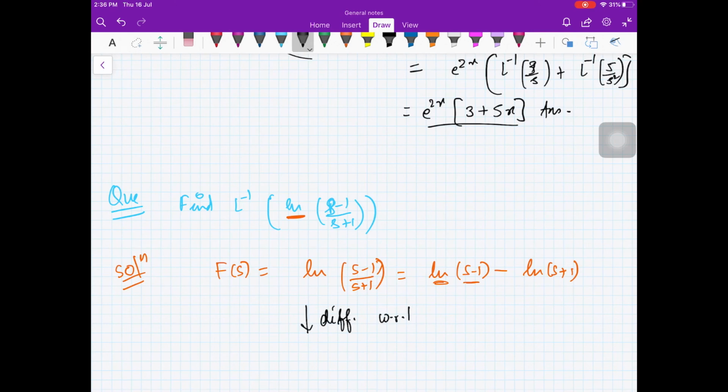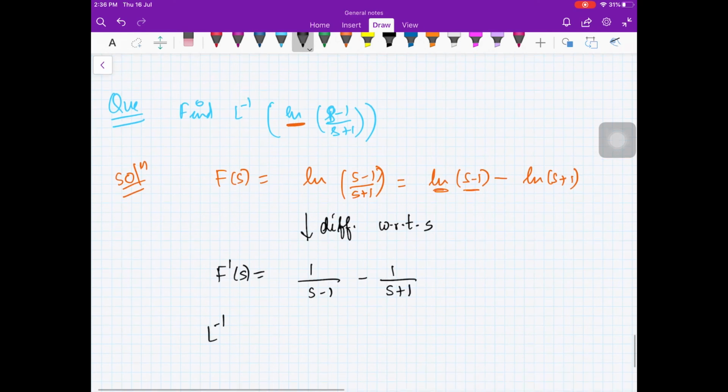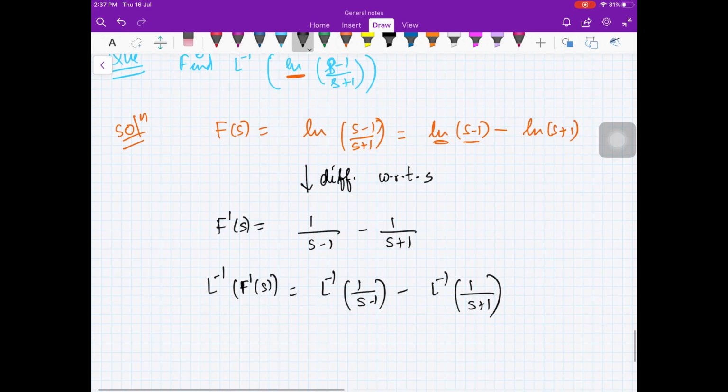So you differentiate with respect to s. So you are going to get f dash s is equal to 1 upon (s minus 1) minus 1 upon (s plus 1). Now you just take L inverse. L inverse of f dash s will be L inverse of 1 upon (s minus 1) minus L inverse of 1 upon (s plus 1). Now you use the property here. This is equal to minus x f of x, or I can write f of x as L inverse of f of s, right? Because that is what I want to know.